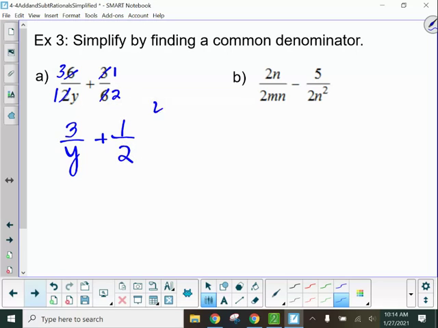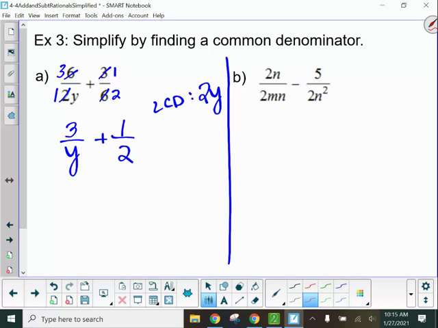And now I can look for my least common denominator. Your least common denominator has to include all of the factors that are present in both denominators, but you don't repeat factors. So for example, if y appeared in both fractions, I wouldn't repeat the y, I would only use it once. Well, my least common denominator is going to be a 2 and a y.